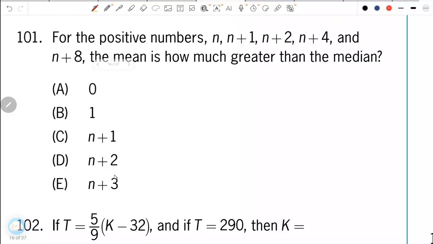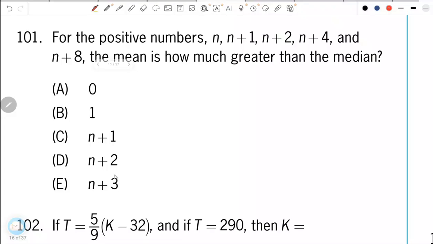But this is not in sequence, so it's not increasing in order. Assuming it's in sequence, n plus 4 should have been n plus 3, and n plus 8 should have been n plus 5. So this is not a sequence, and what we were thinking will not work. The only thing common here is n, so you work with only n. This is not an arithmetic sequence, so there's no need to apply mean equals median here.